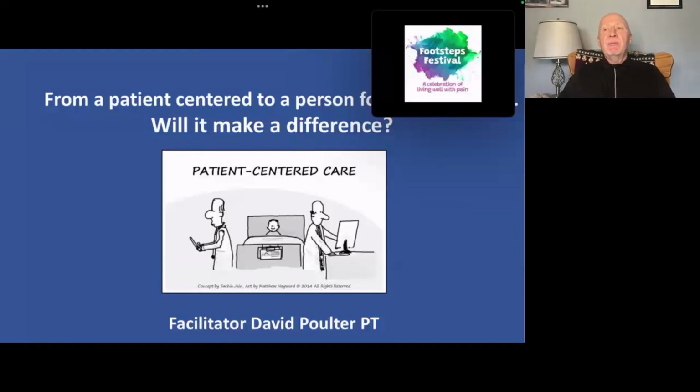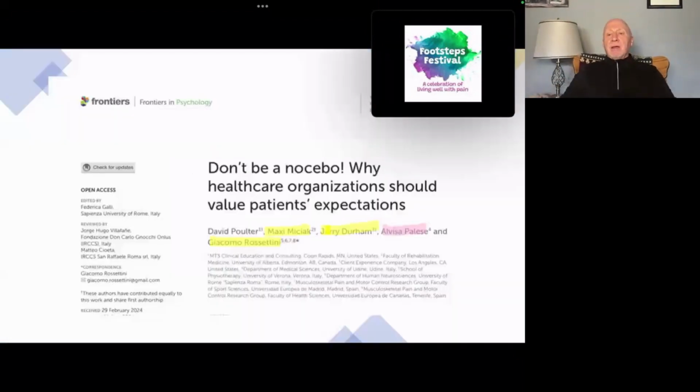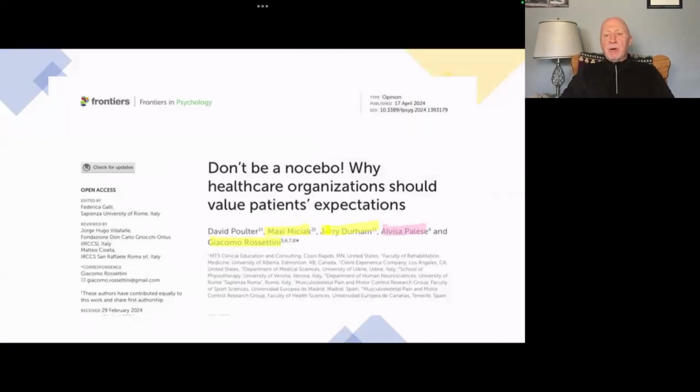And in the recent paper we published, which we're going to talk about and discuss, we actually used the term person-focused throughout the paper by choice rather than patient-centered, and we'll discuss a few of the reasons why we did that. The paper we just published is called Don't Be a Nocebo, and hopefully people had a chance to download that paper, and it's free open access. And why healthcare organizations should value patients' expectations is one of the things we'll talk about.